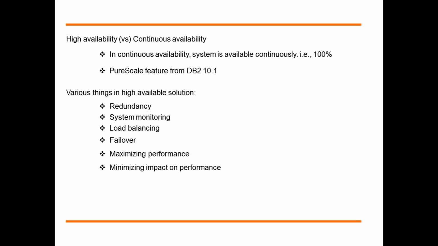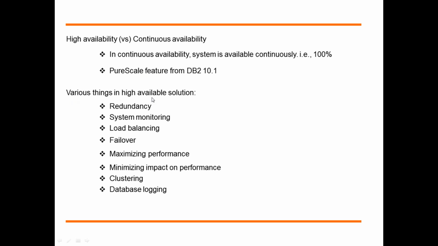There is another concept called continuous availability. In the concept of continuous availability, you are talking about 100% uptime, no matter what. Your systems are 100% available, not even a single minute or a single second of downtime. This continuous availability in DB2 is provided through a concept called the pureScale feature, which was introduced in 10.1.